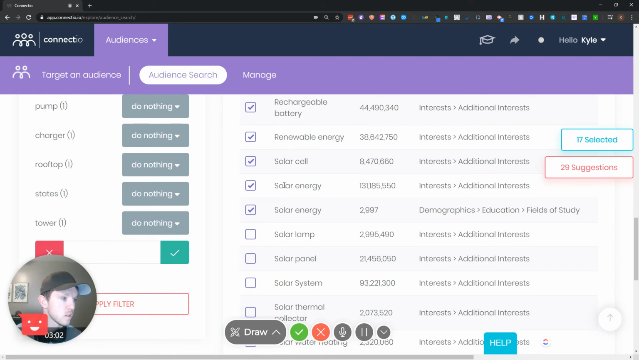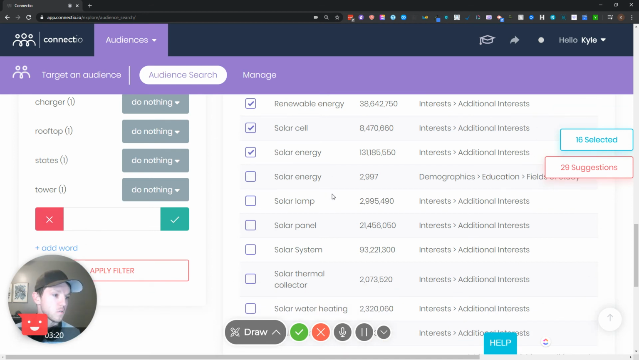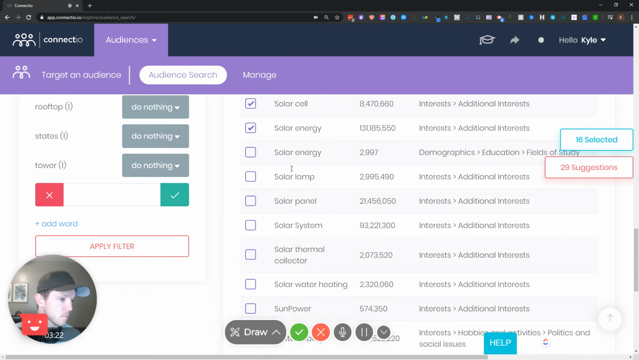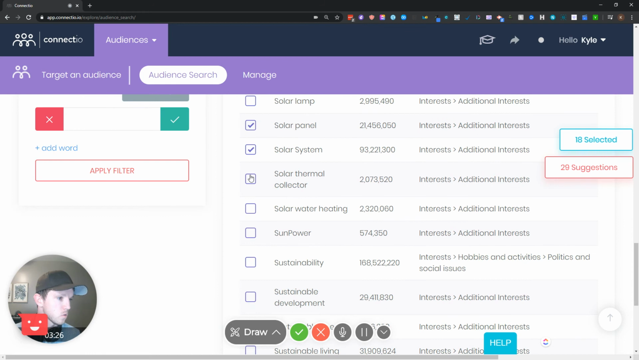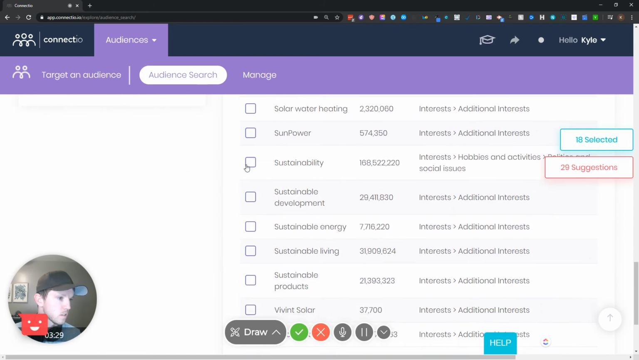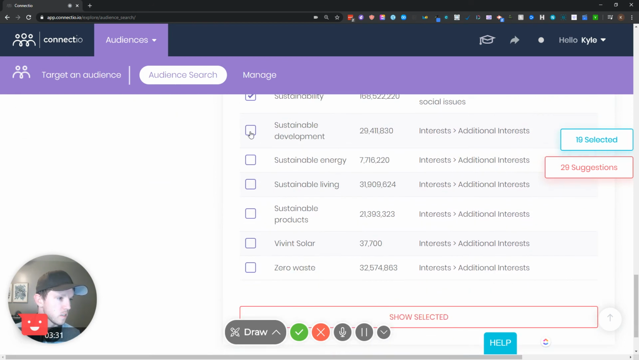Oh, you can see one of these is an additional interest, but there's also one that's fields of study. That's one thing you should make sure you're doing with your ads: make sure you're not targeting people that are in the solar field. If someone's studying solar energy, they probably already know enough that they don't need a salesperson to walk them through solar. So if anything, we maybe want to exclude that group. Solar panel, solar system, solar thermal collector, sustainability, sustainable development, sustainable energy, sustainable living.